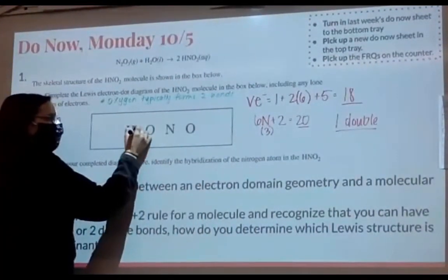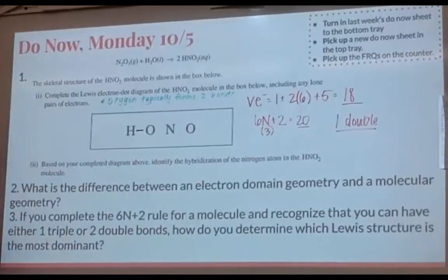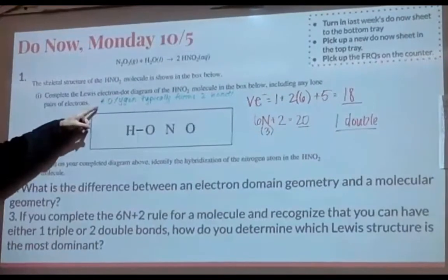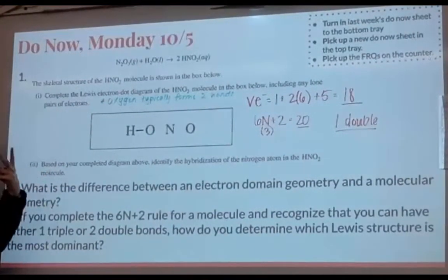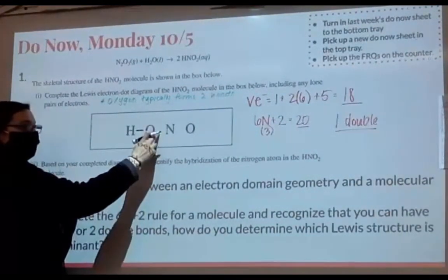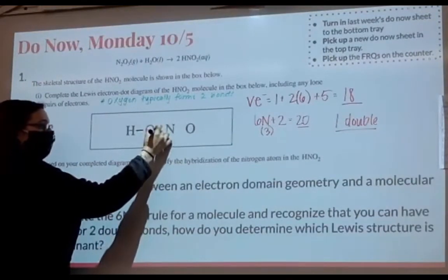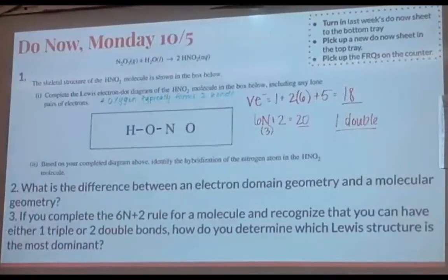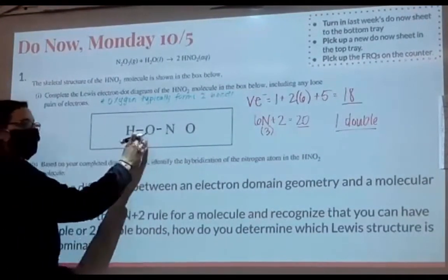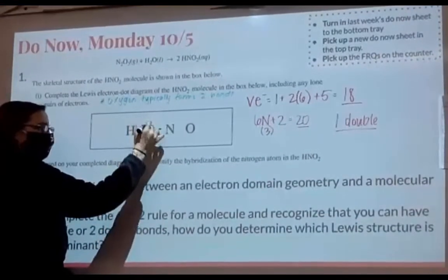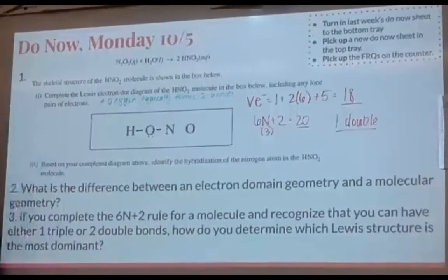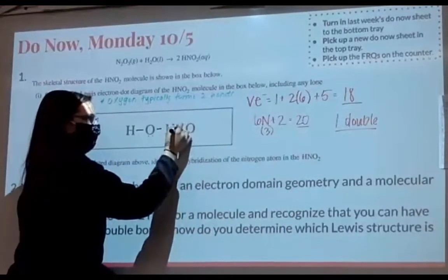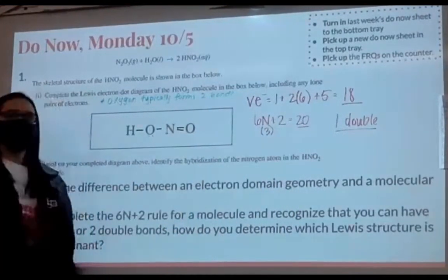I know that hydrogen cannot multiple bond, so that has to be a single bond. Using the idea that oxygen typically only forms 2 bonds, what does this have to be? Single bond. Because oxygen typically forms only 2 bonds, 1, 2, which means it needs 2 lone pairs to satisfy the octet rule, which means my 1 double bond will go here.